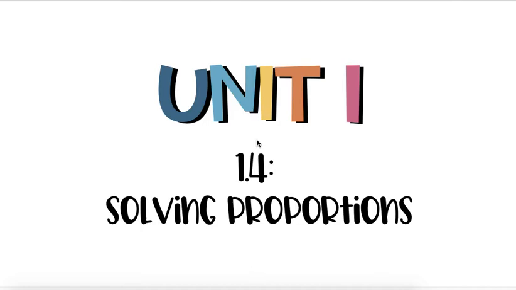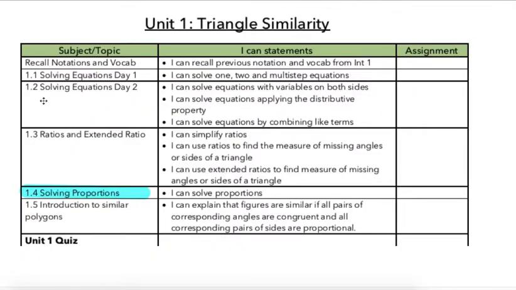So this will be Unit 1, 1.4, Solving Proportions. In this section, we're going to be going back to kind of our solving equations. We talked about ratios and some of the triangle things. Again, this unit is starting to build up, doing some review to get our brain out of the dusty summer. But what we're looking at is triangle similarity. So we're kind of building up to these similar triangle ideas.